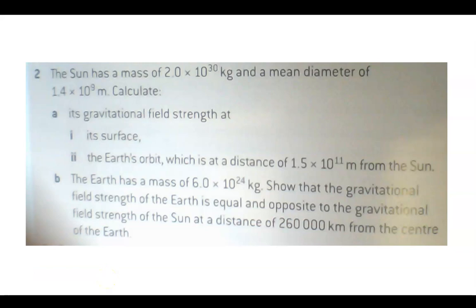The Earth has a mass of 6 times 10 to the 24 kilograms. Show that the gravitational field strength of the Earth is equal and opposite to the gravitational field strength of the Sun at a distance of 260,000 kilometers from the centre of the Earth. Now, I've got one other piece of information that we actually need there, which is on A2 above, which is the Earth's orbit is a set distance of 1.5 times 10 to the 11 meters from the Sun.